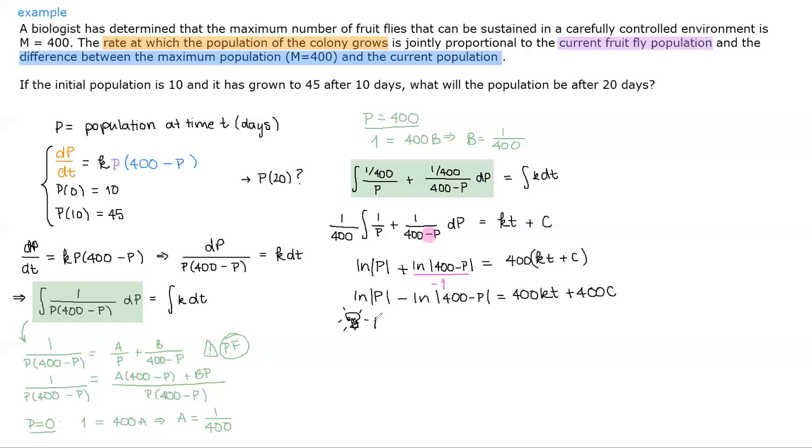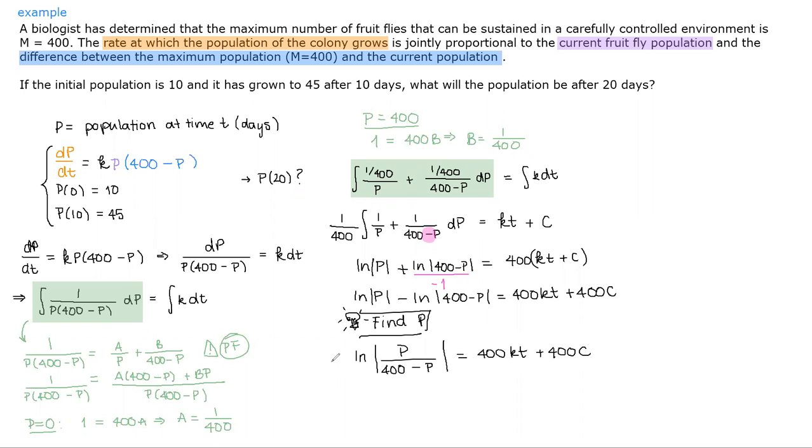So here, just let me write this. We're trying to find p. This is our idea. And so on the left-hand side, we're going to use the laws of logarithms to write this as ln of p divided by (400 - p). And on the right-hand side, I still have 400kt plus 400c.